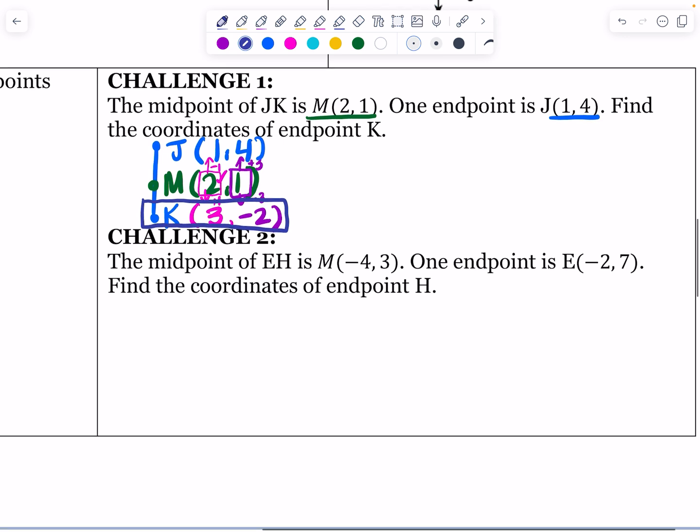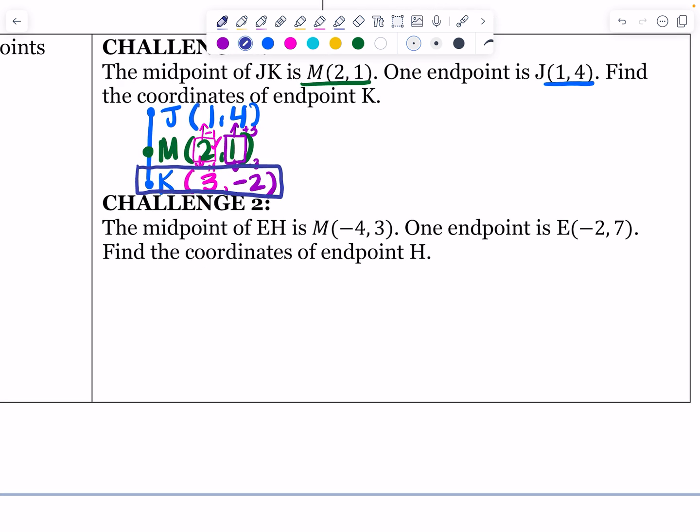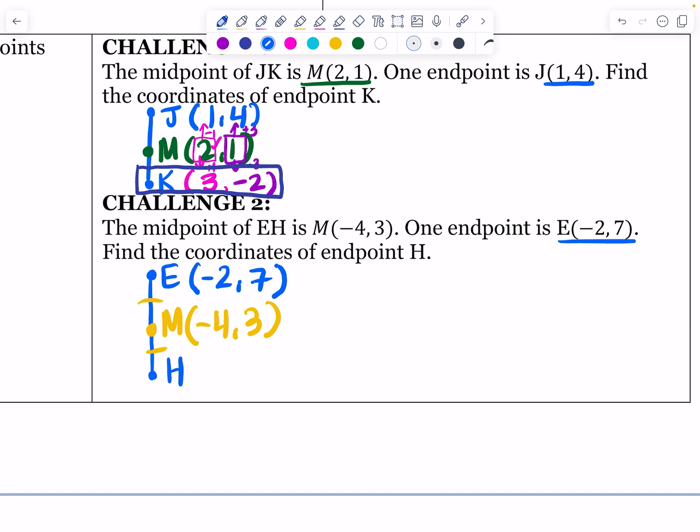All right, let's do that again. So challenge: the midpoint of EH. Let's start with E and H. I'll give myself some room here. The midpoint of EH is M. So they give you the point in the middle. It's at negative 4, 3 is the midpoint. They give you one of the endpoints. One of those endpoints is at negative 2, 7. And they want us to find what is the other endpoint.